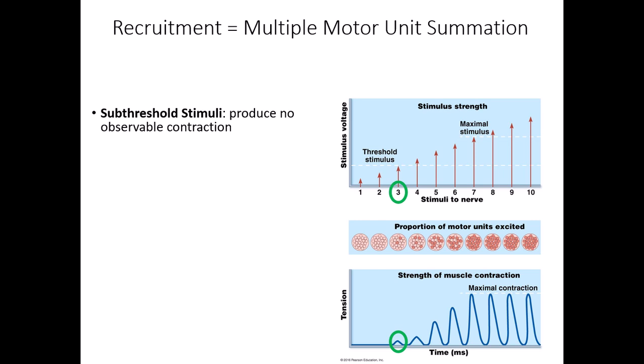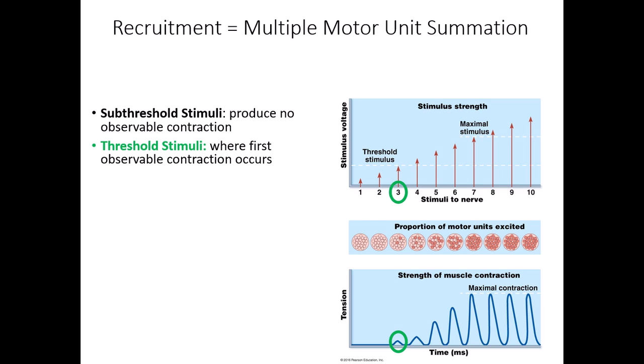Okay, so a threshold stimulus is the one we need that has enough strength to show a visible peak or visible contraction on the myogram. Subthreshold is below that amount that we need. So you can see again in the top picture, 1 is subthreshold. If you look at the cross-section of motor units, none are excited. Stimulus 2 is subthreshold. Again, no motor units are excited. And on our myogram, we have a flat horizontal line.